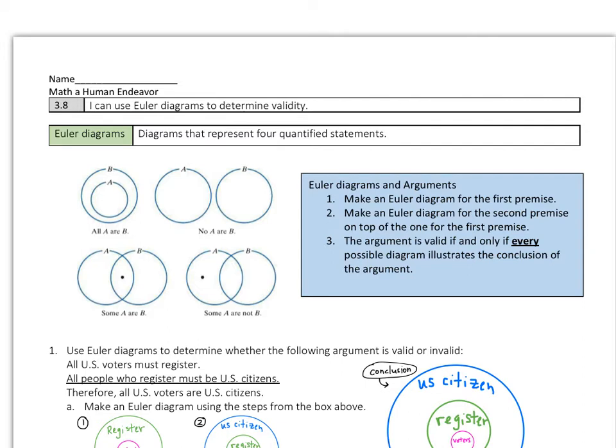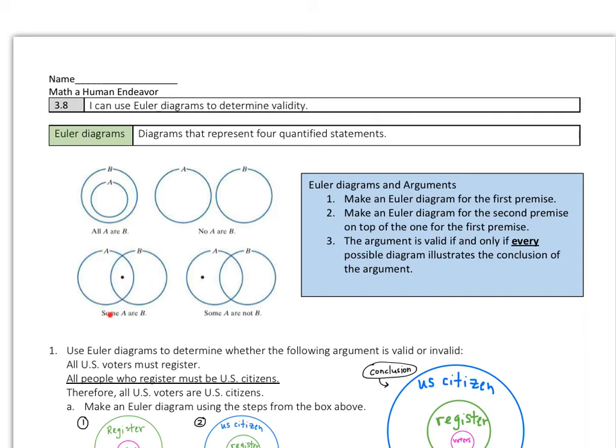They're diagrams that represent quantified statements. Okay, so we're looking at our quantified statements again. So if we take a look here, all A are B. Notice A is completely inside of B. This second diagram, no A are B. Those two circles are not touching in any way, shape, or form.